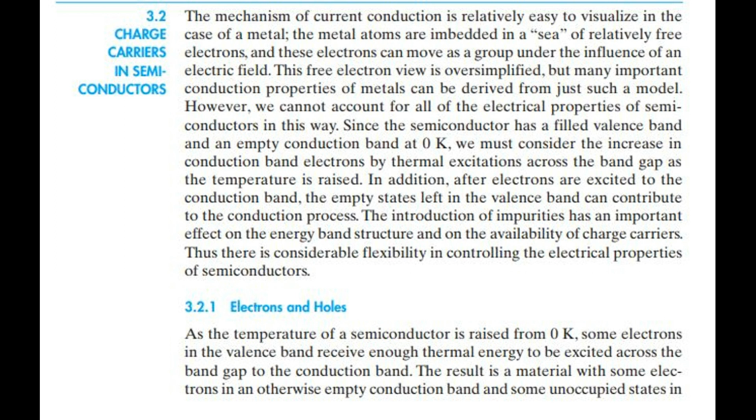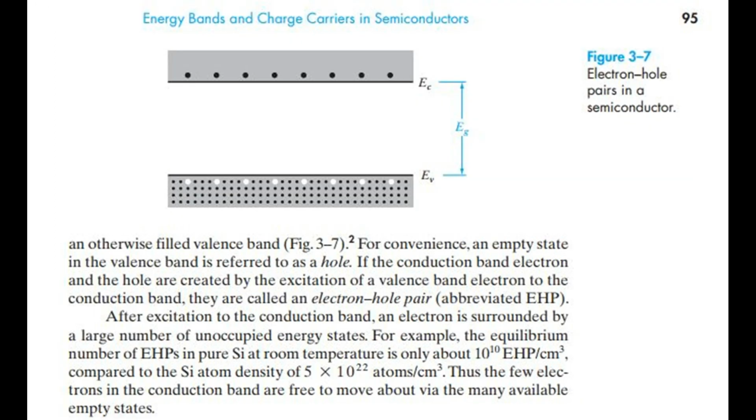Electrons and holes. As the temperature of a semiconductor is raised from 0 K, some electrons in the valence band receive enough thermal energy to be excited across the band gap to the conduction band. The result is a material with some electrons in an otherwise empty conduction band and some unoccupied states in an otherwise filled valence band, Fig 3.7. For convenience, an empty state in the valence band is referred to as a hole. If the conduction band electron and the hole are created by the excitation of a valence band electron to the conduction band, they are called an electron-hole pair, abbreviated EHP.